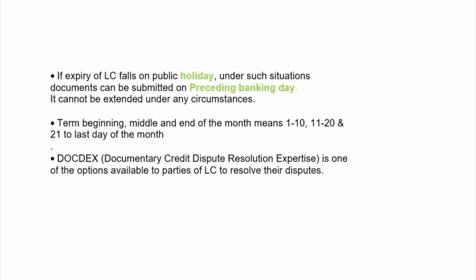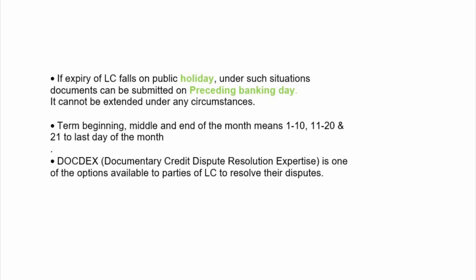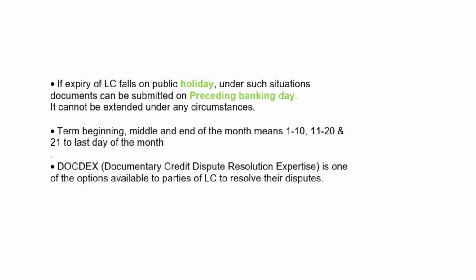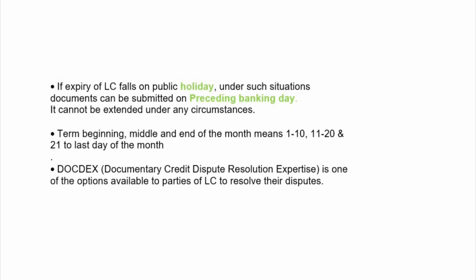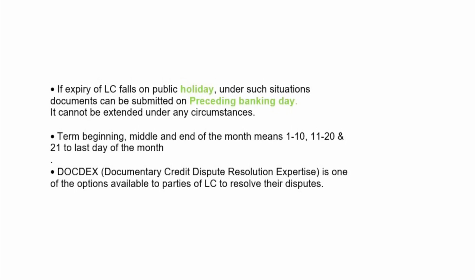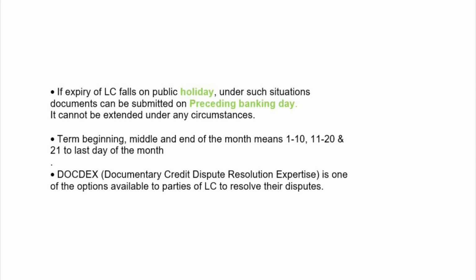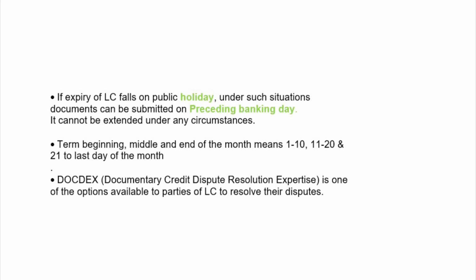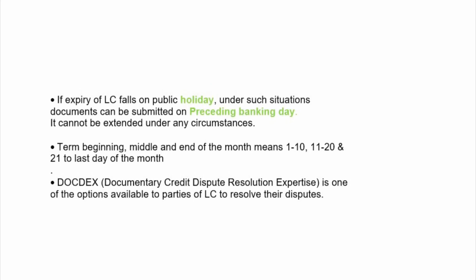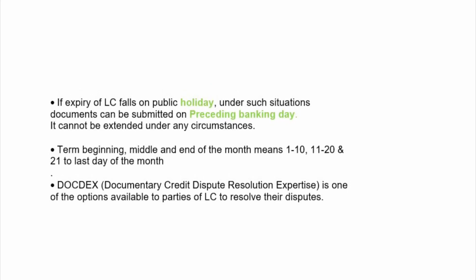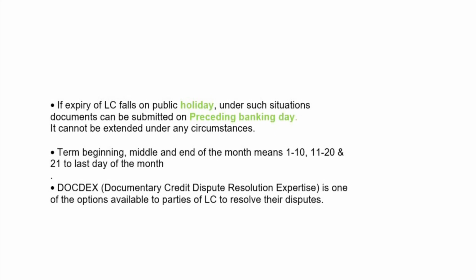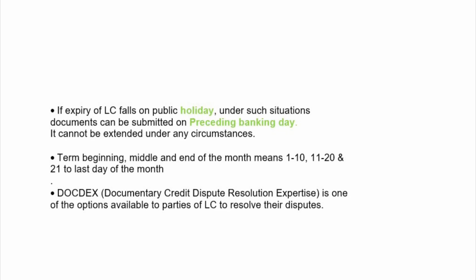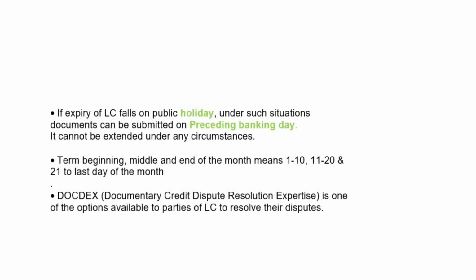And next one: if the expiry of the LC falls on a public holiday, then what do we have to do? We have to do it before that holiday. If it is due on Sunday, the bank should not allow it till Monday, so we have to do it on Saturday itself. Usually the time periods are 1 to 10, 11 to 20, and 21 to the last day of the month. Usually if any dispute comes, they will use DOCDEX, that is Documentary Credit Dispute Resolution Expertise. So remember the important points to do the case study.